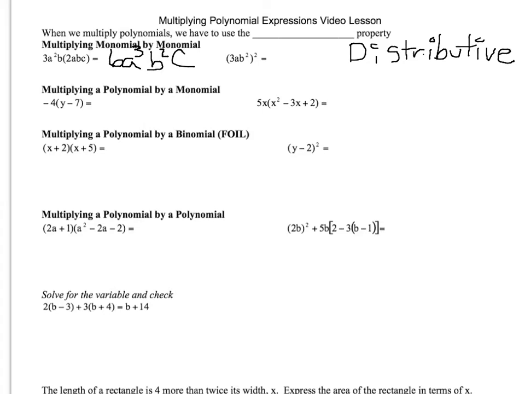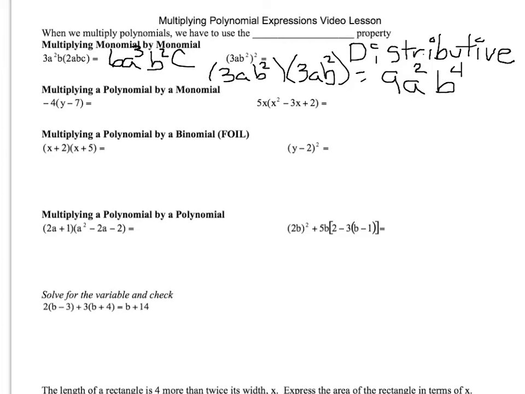For the one that is squared, 3ab squared, quantity squared, you can rewrite it as 3ab squared times 3ab squared, which you get 3 times 3 is 9. A times a is a squared. B squared times b squared. Remember, add exponents, b to the fourth.